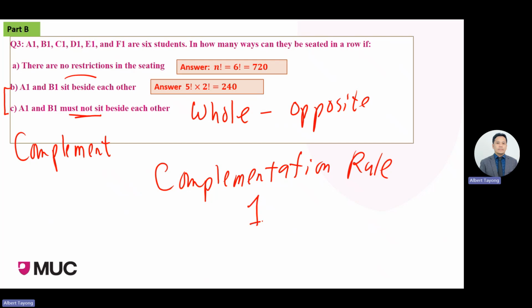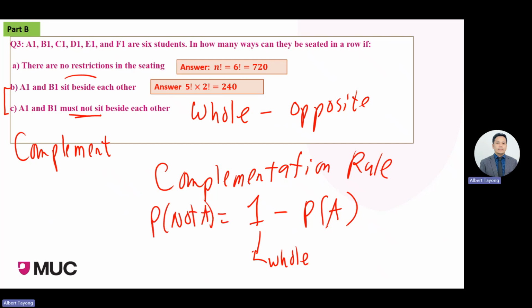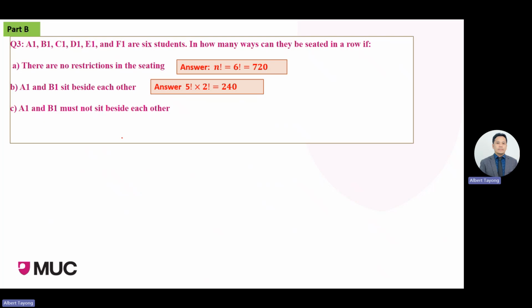Complementation rule, 1 minus P of A. 1 is the one whole minus the opposite. So P of not A equals 1 minus P of A. So the probability of getting not A is equal to 100%, the whole, minus the opposite of not A. Okay, in probability. So we can apply this in counting the number of permutations.